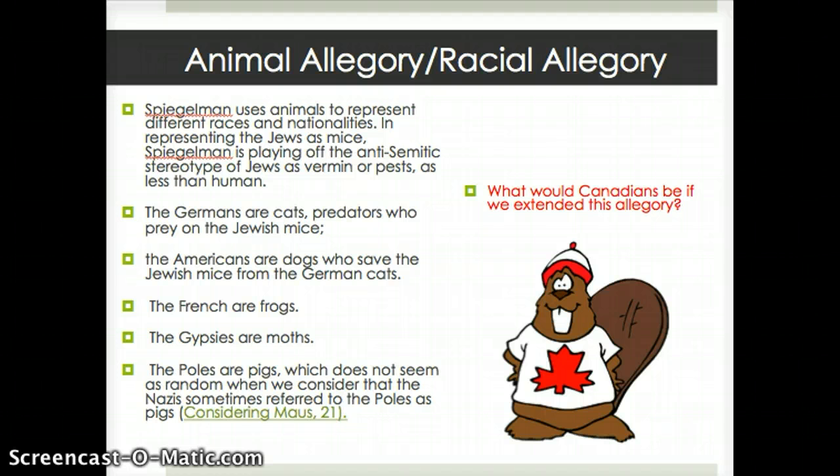So we've already talked about the allegory as it exists, but I just want to break it down even further. When we think about the allegory in Maus, we have Spiegelman using animals to represent what were perceived at the time as different races, but really he's just talking about different nationalities. He draws the Germans as cats. He draws Jewish characters as mice. The Americans are drawn as dogs. The French are drawn as frogs. Gypsies are moths, and Polish people are drawn as pigs.